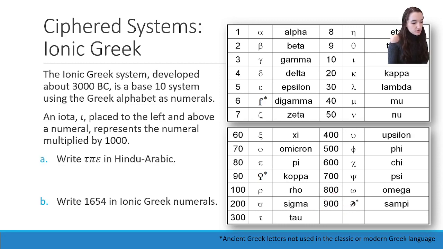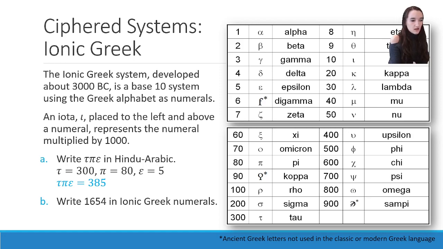So if I wanted to write the following, which is tau pi epsilon, in Hindu Arabic, I would look for each of these symbols and see what they represent. So tau is over here, 300. Next, pi is 80, and epsilon is 5. So I write out each of these, and then all I have to do is add them, 385. So once you have these in front of you, it's not too hard to translate.